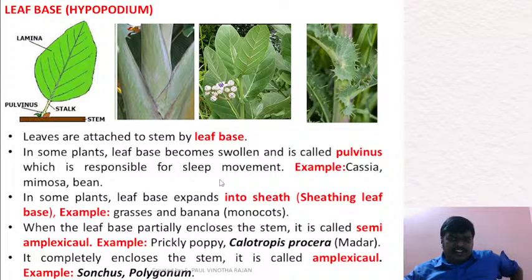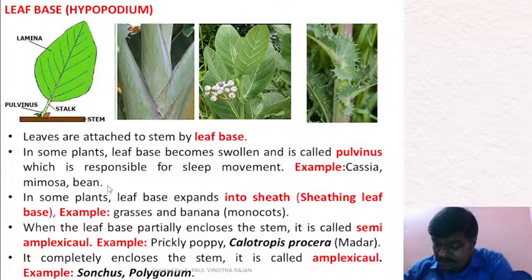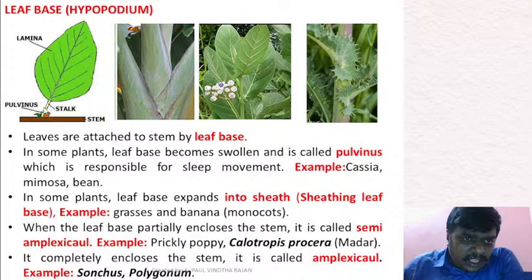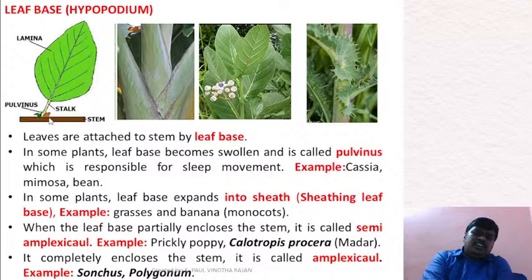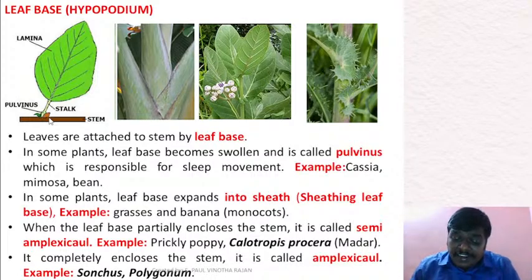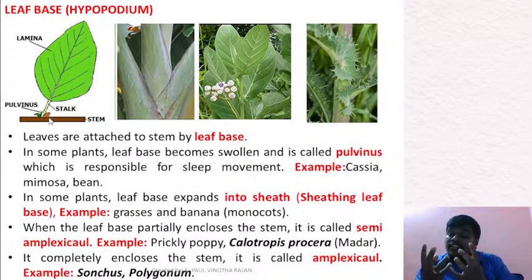In some plants, for example, the cassia, Mimosa pudica, and the bean plant, the base of the leaf is swollen. Can you see it here? The base of the leaf is swollen. That is called the pulvinus. This pulvinus is involved in the sleeping movement. When you touch the touch-me-not plant, it shrinks its leaf. That shrinking of the leaf is mainly because of the pulvinus, the swollen base.